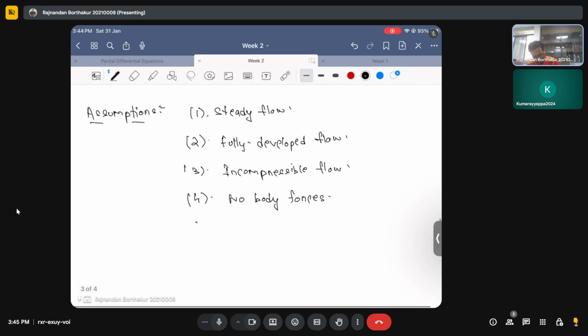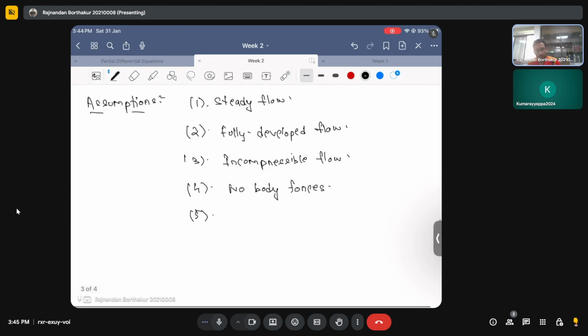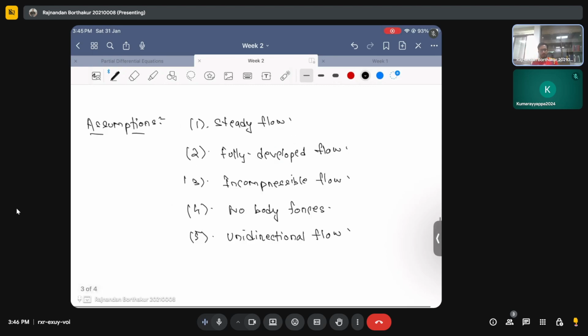And fifth, the fifth assumption is that the flow is unidirectional. This is in accordance with the fully developed nature of the flow, and we'll assume that the flow is unidirectional in nature. Or maybe I'll write it as unidirectional flow. So this is a unidirectional flow. All right, so these are the assumptions.